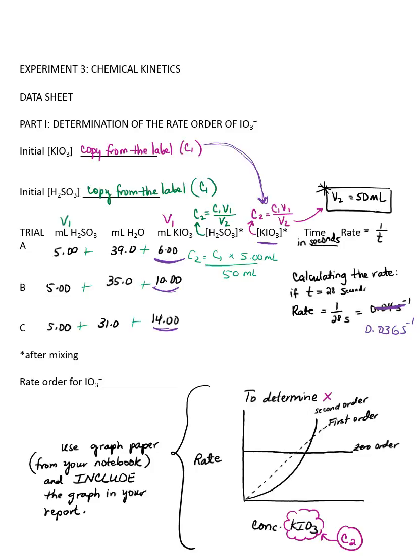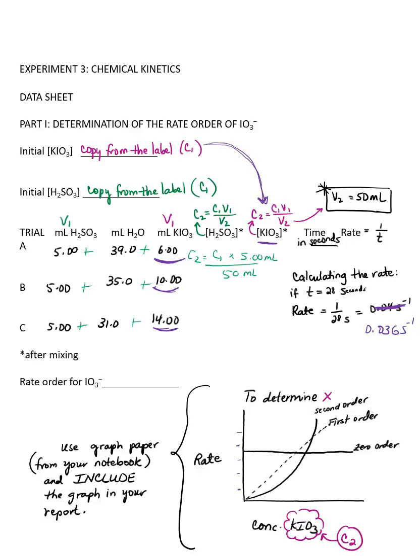Now, to determine the order, right, which is the last thing that you want to find out, the order, you can do a graph, and then depending on the shape of your graph, you're going to determine if the order is 0, 1, or 2. So in your graph, you're plotting your rate. You have rate for all 3 samples.